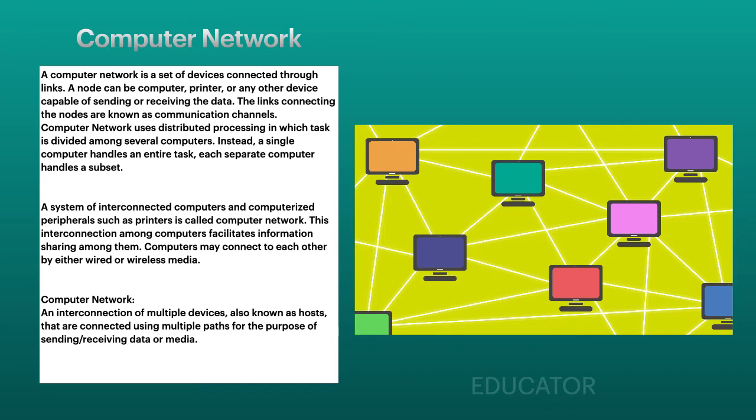So those are three definitions, and they are very easy. In a computer system with multiple devices, those devices are called nodes and also hosts, and they are connected with multiple paths for the purpose of sending and receiving, or sharing, data. That is called a simple computer network. I think that's very easy to understand.